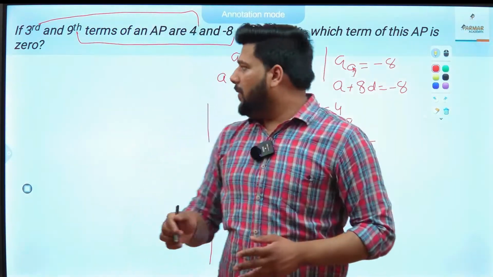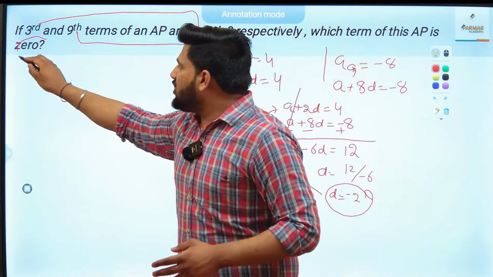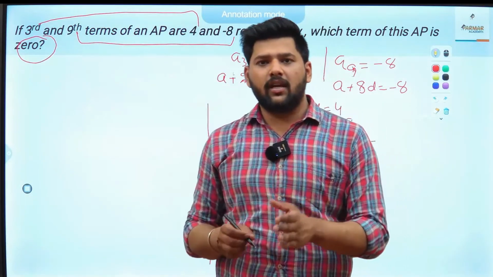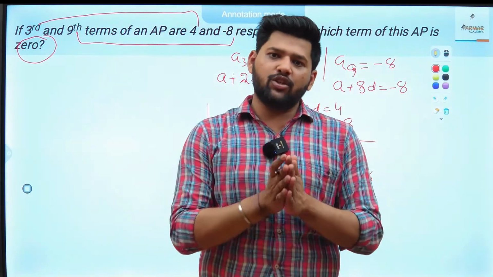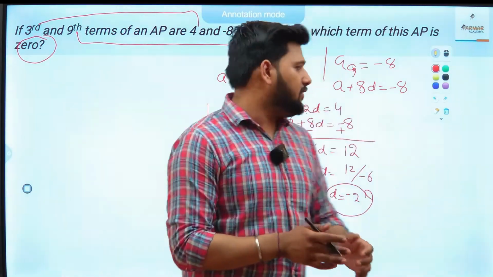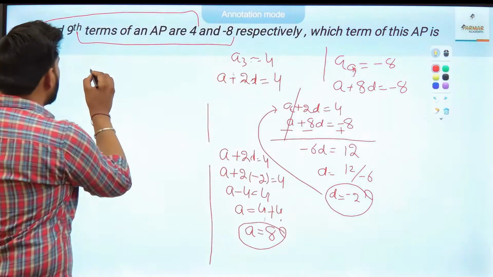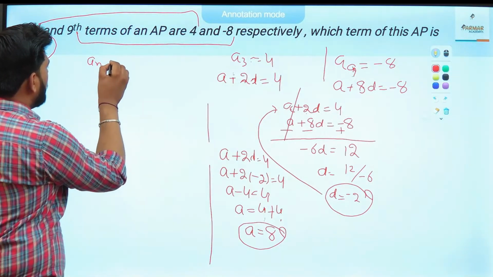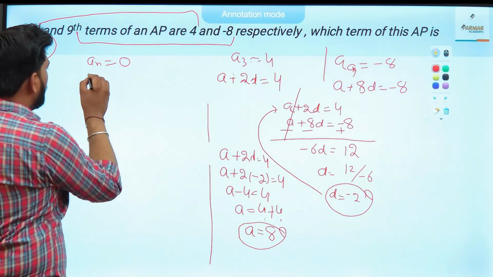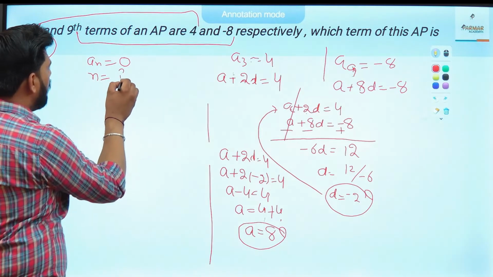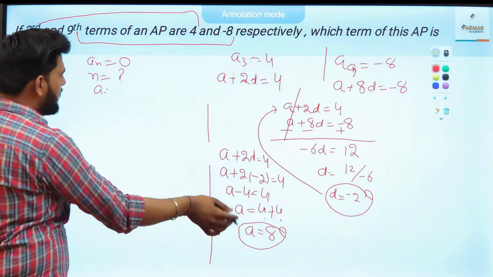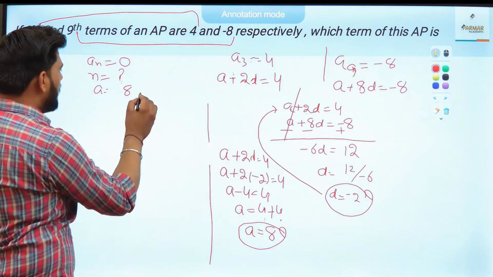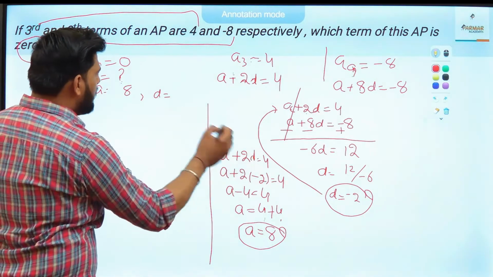Now what is the main thing we have to find? That which term is 0. इस सीक्वेंस की कौन सी पोजीशन पे जो टर्म है वो 0 आएगी. मींस हमें पोजीशन फाइंड करना है. We have the an. So what is given to us? an, that is 0, is given. We have to find the value of n, the position. a is 8 from this calculation, and the difference is minus 2.